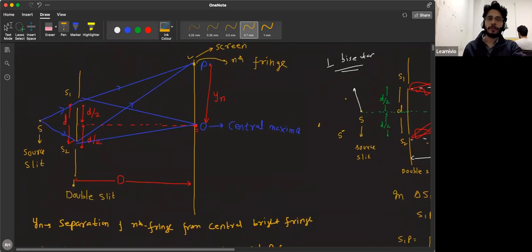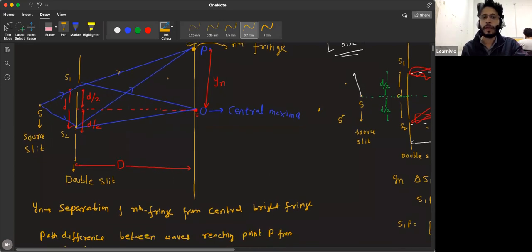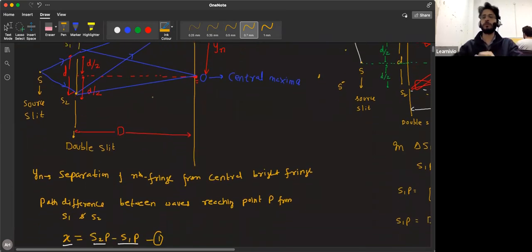Now we have to decide the path difference between waves reaching point P from S1 and S2. See, the waves reaching point P from S1 will cover a relatively smaller path than the waves coming from S2 to point P. So the waves coming from S2 will cover a greater path as compared to waves coming from S1. We'll calculate the path difference. So what is path difference? Path difference is simply S2P minus S1P.